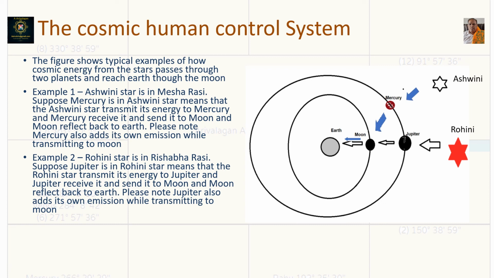So this is a very important concept you have to understand. In order to predict what results a planet will give, we have to know in which star it is located. So that is a very important point. The planet gives the results of its Nakshatra. This is a very basic thing that we have to know. Not only its character it will give, but it will also give the results of the Nakshatra. That is very important in astrology.